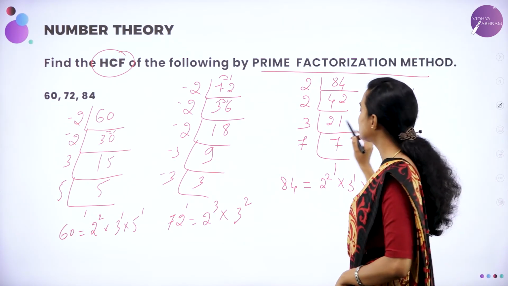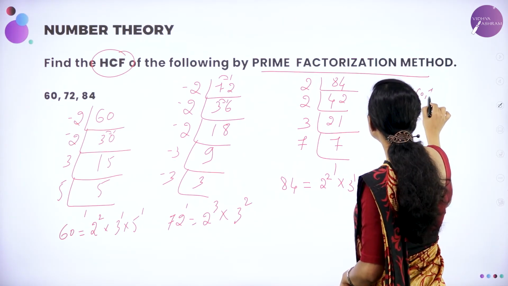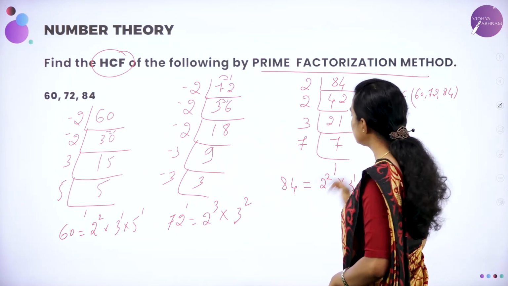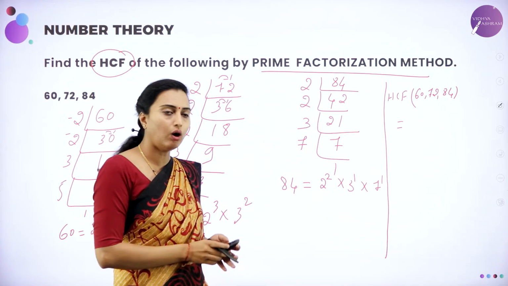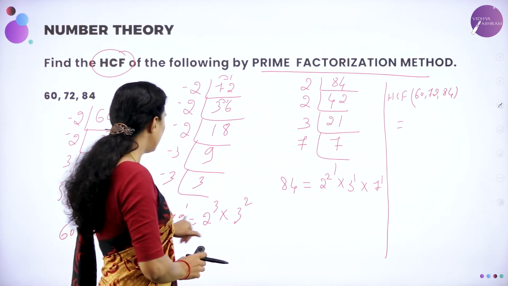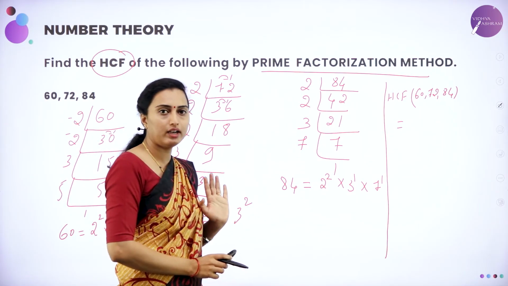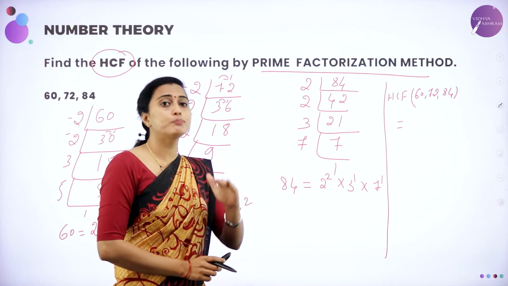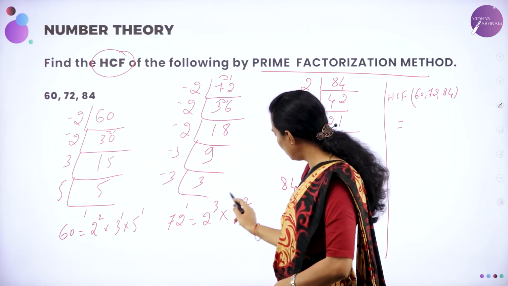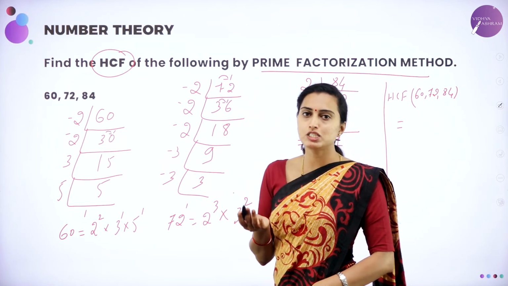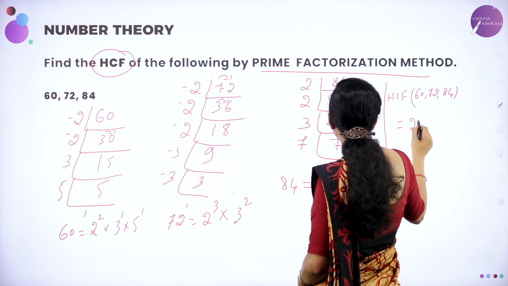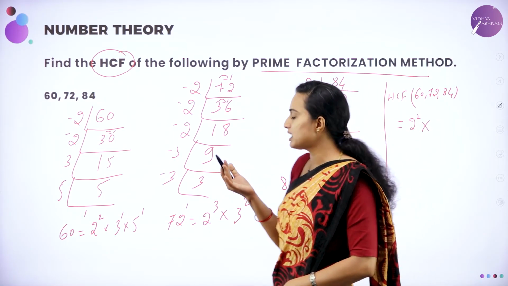So you need to check the HCF of 60, 72 and then 84. What will the HCF be? You need to check which is common in all the numbers. 2 is here, 2 is here, 2 is here. Correct? But you need to write the least power of 2. Which is the least power of 2? Here 2 squared, here 2 cube, here 2 squared. Which is the least power among 2 cube and 2 squared? 2 squared. Therefore 2 squared into the product of, next again common.